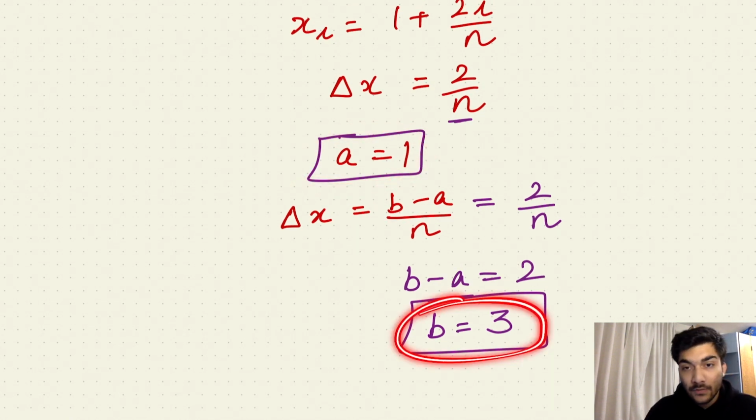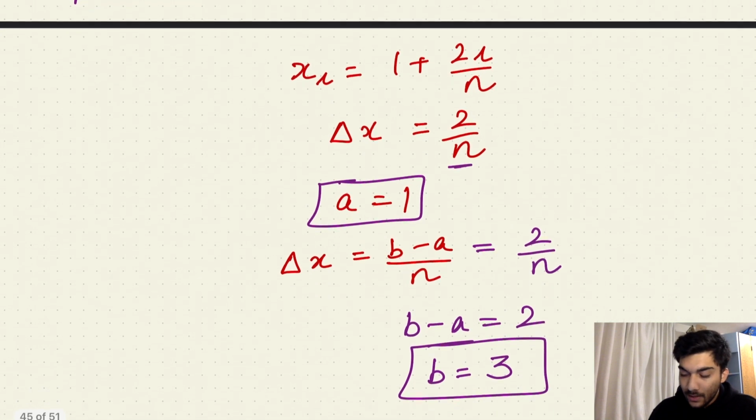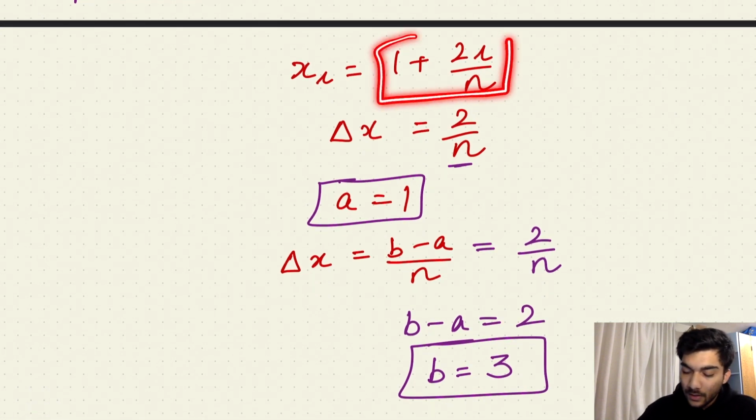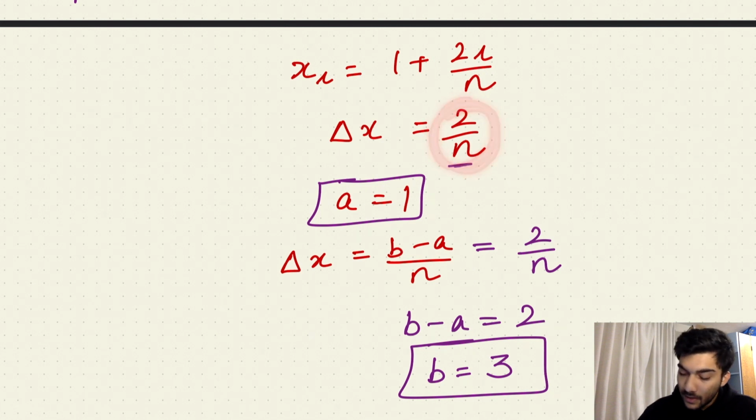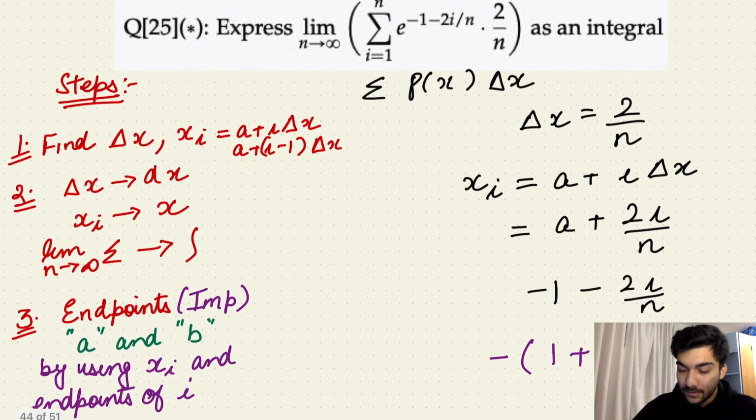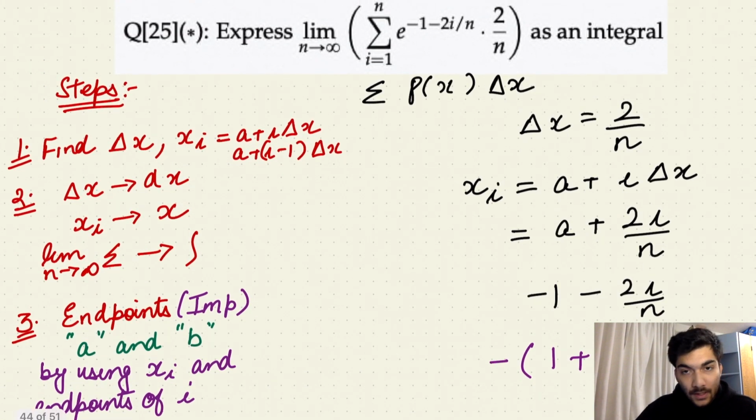So my left endpoint is 1, my right endpoint is 3, and now I have to convert every occurrence of my xi to x and every occurrence of 2 by n to delta x, which will be changed to dx, by following the steps that we discussed in the last video.